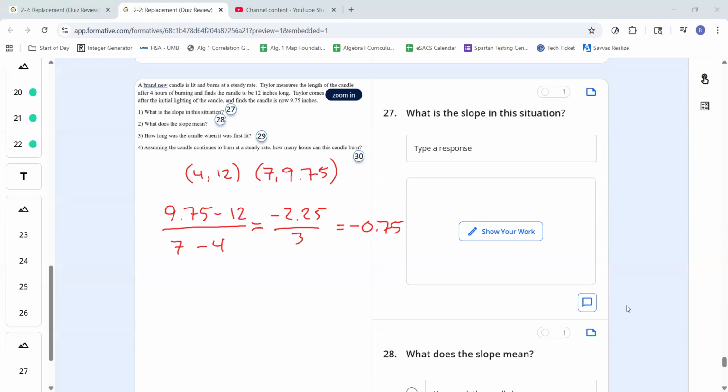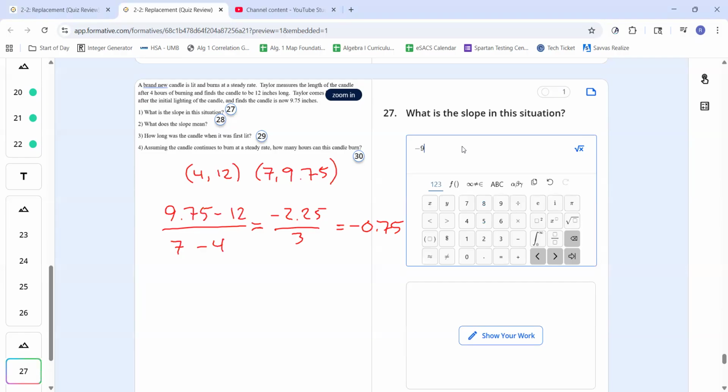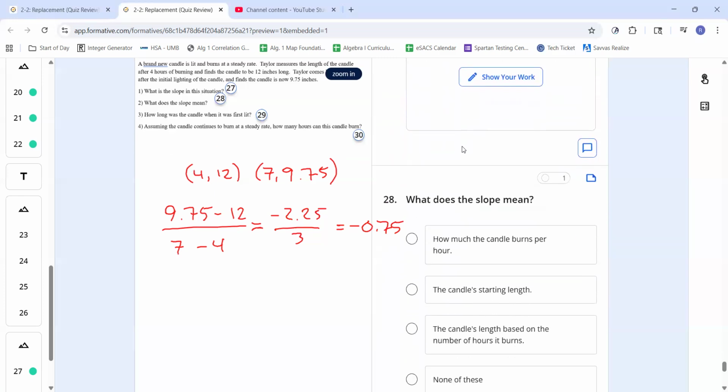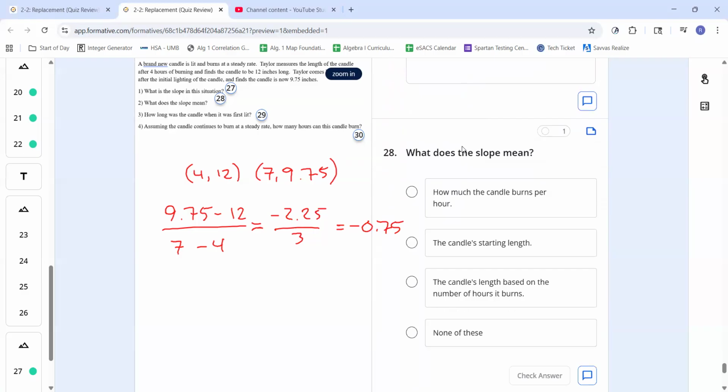So negative 0. Not 9, 0.75. Okay, that's the slope. What does it mean? I gave you multiple choice here. So hopefully you understand that slope is something per something, so it can't be the second one. Okay, the candle's length based on the number of hours it burns. That's a true statement, but it's not the slope. The slope is how much the candle burns. So it's going down 3/4 of an inch per hour. That's what the slope is.